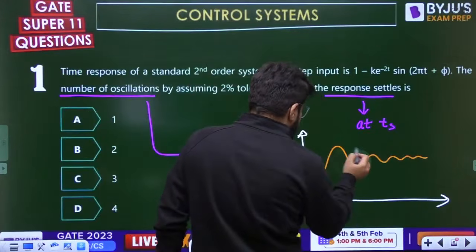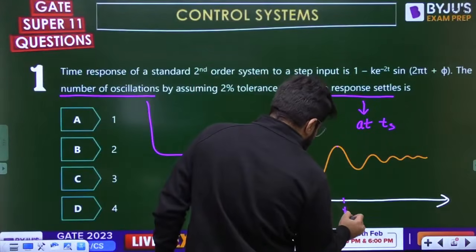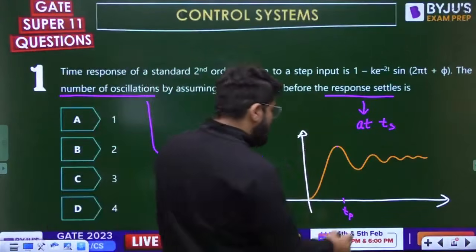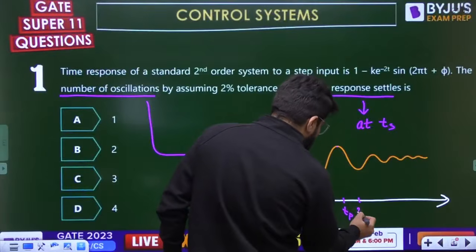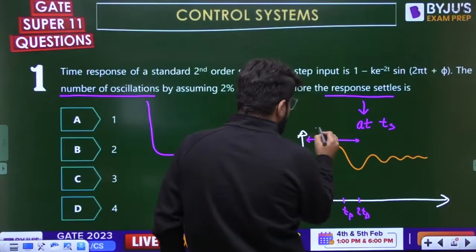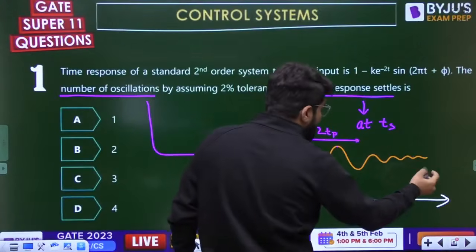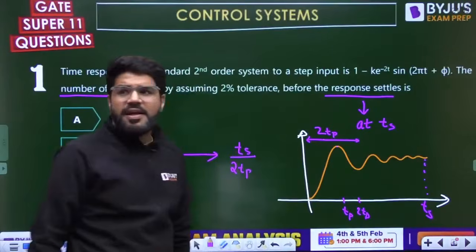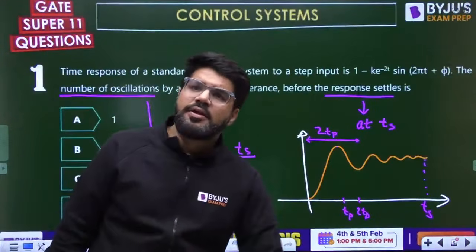And for an underdamped waveform, this is known as the peak time. The time for the first undershoot, after the first overshoot, is 2 TP. So this is known as one total cycle. Up to the settling time, let's say this is the settling time, how many cycles are there? It is given by TS divided by 2 TP.